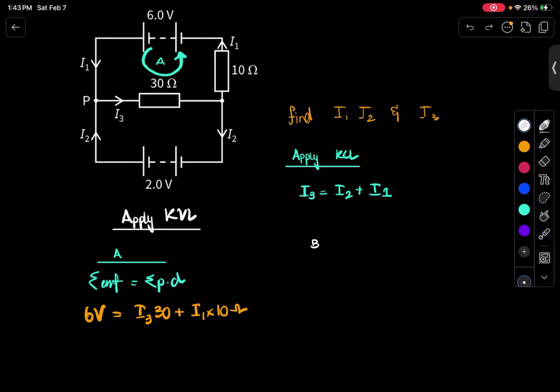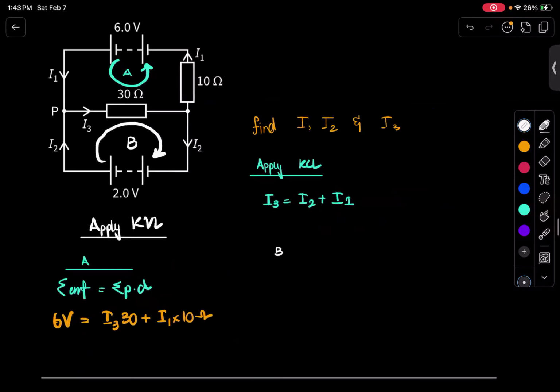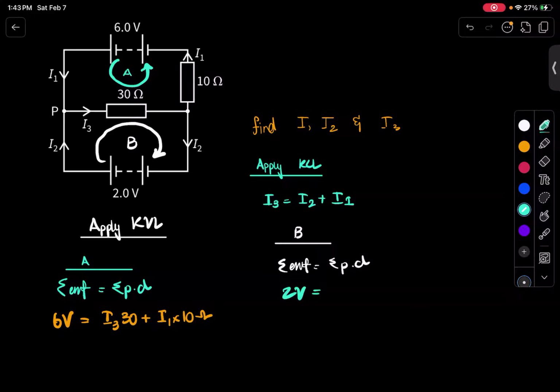For example, loop B. Let's choose this loop B, right? Now loop B. Let's see what that is going to give me. For loop B, I am checking again, sum of EMFs is equal to sum of potential drops, right? Now, what is the sum of EMFs? 2 volts. What are the potential drops? It's only just one. 30 multiplied by I1. So 30 into I3, sorry.